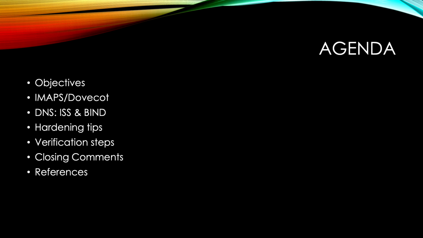So for this presentation, we will follow the agenda. First, I will go over the overview of the main project objectives. Then I will introduce the IMAP protocol and configuration through Dovecot. And then I will do an overview of DNS protocol and the configuration through IIS and BIND. And then I will do hardening recommendations for both IMAPS and DNS. And then lastly, I will do verification steps and then a closing summary.